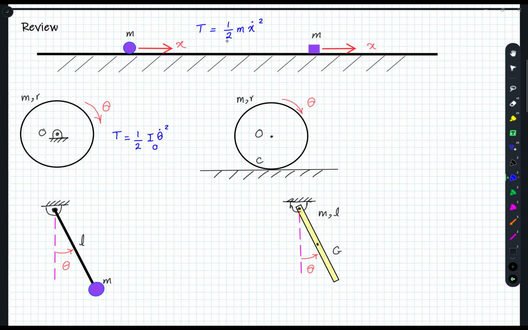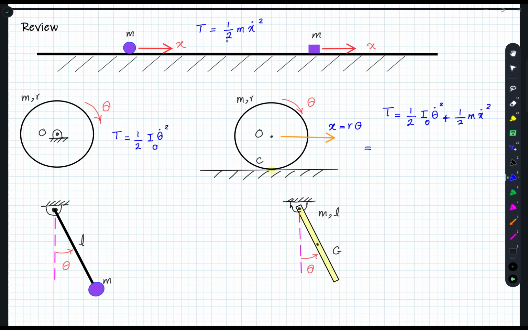The same disk now is rolling on the ground, and the instant center is point C. What we have here is that this rigid body, besides rolling, also has a translational motion with velocity x dot, and x and theta have that relation. Therefore, my kinetic energy consists of two parts. One is the rotational part, half of IO theta dot squared, and the second part is the translational kinetic energy.